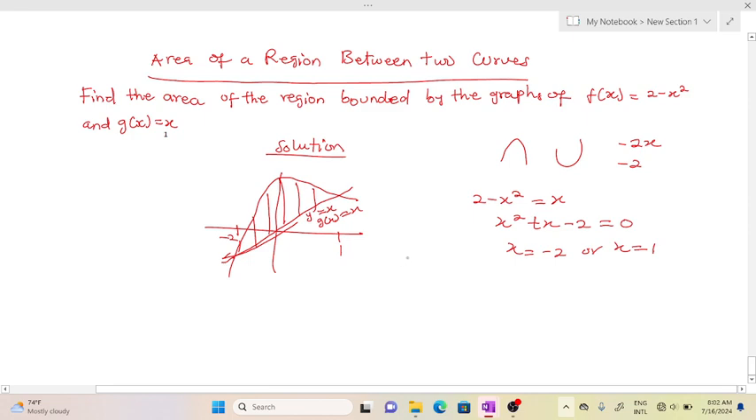So our area is simply going to be the integral from negative 2 to 1, okay, of our f of x, which happens to be the one up, minus g of x, okay, as simple as that. So this becomes the integral from negative 2 to 1 of the function f of x, which is 2 minus x squared, minus the function g of x dx.